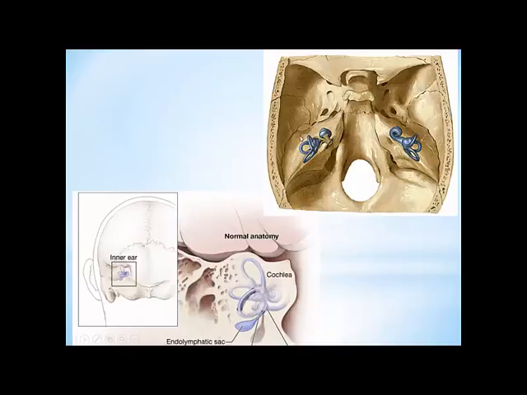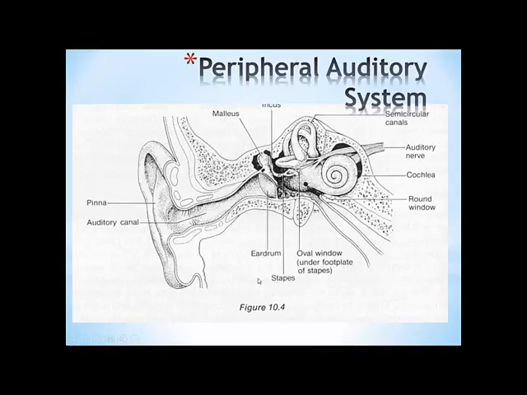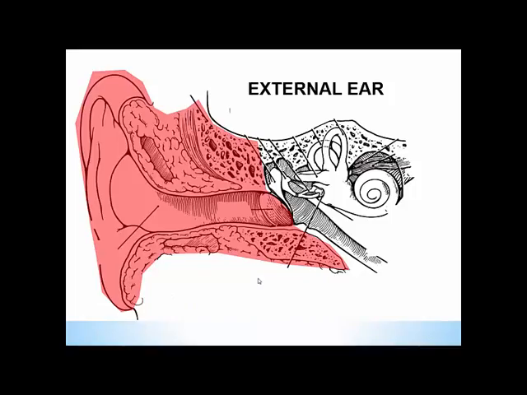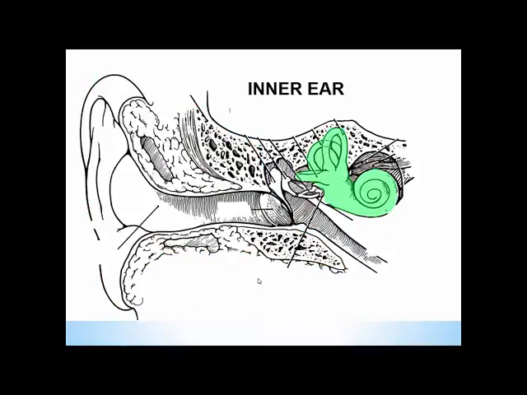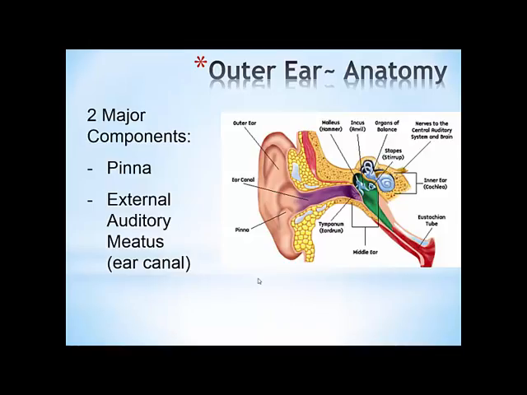So first we have, this is sort of an x-ray view where you have the bony cochlea and the semicircular canals are actually housed deep inside the skull in the petrous portion of the temporal bone here. And here you've got sort of a side view. The peripheral auditory system is made up of the external ear, the middle ear, and the inner ear, and we're going to talk about all of these briefly.